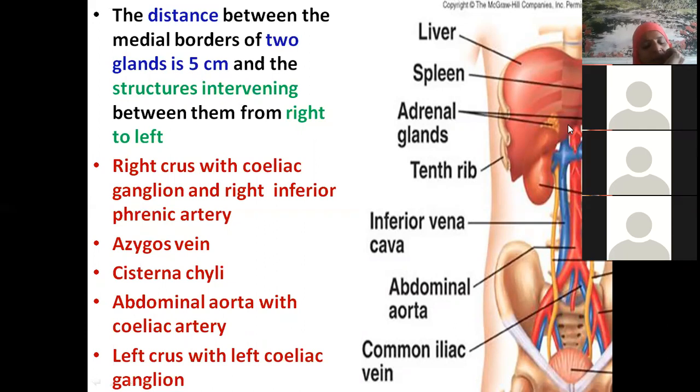How is the azygous vein formed? Formation: ascending lumbar vein and subcostal vein will join to form azygous vein. Okay, cisterna chyli. What is cisterna chyli? The starting point of thoracic duct, which is an expanded lymphatic sac.